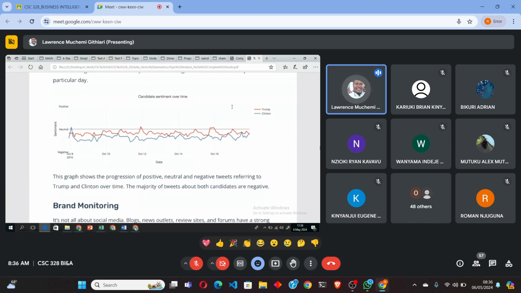These are the candidate sentiments. The red is Trump, and Clinton is the blue one. So you could see some of the sentiments. Most of them are bordering negative. So you can see on the axis here, sentiment. It could be positive up here, and sometimes it could also be negative. So you can see most of the time Hillary never got positive. She only got negatives.